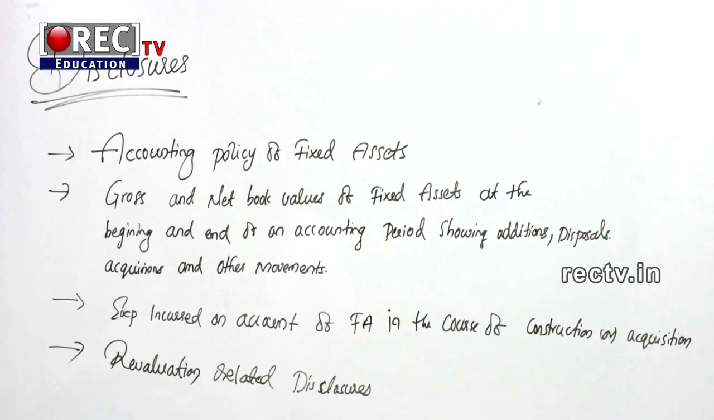The expenditure incurred on account of fixed assets in the course of construction or acquisition should also be disclosed. And the revaluation related disclosures are the method adopted to compute the revalued amount, the nature of any indices used, the year any appraisal is made, and whether external valuers are involved. So these are the disclosures of AS 10. Now let us see some examples of AS 10.